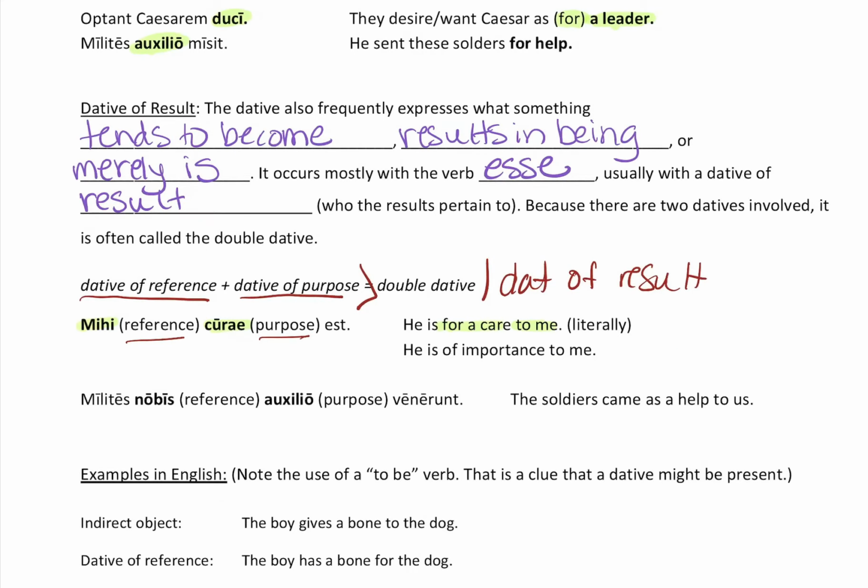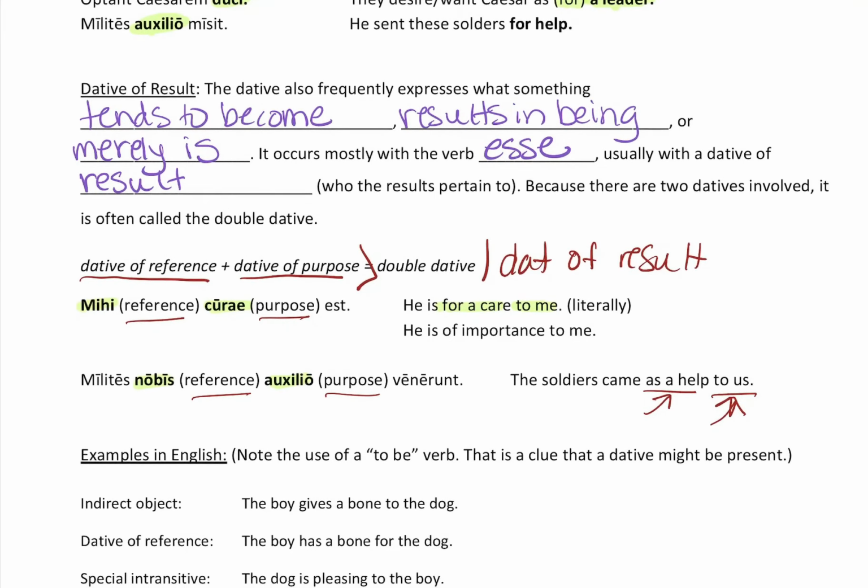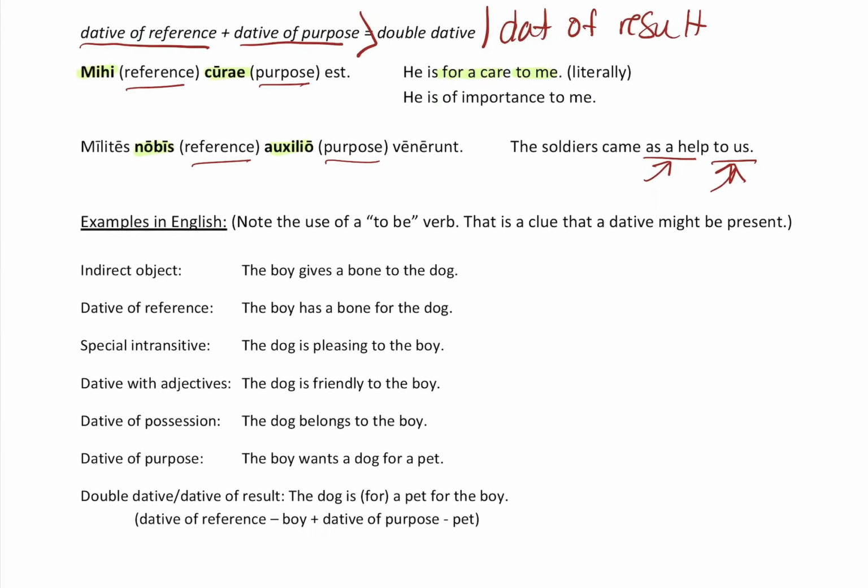All right. Next one. Milites nobis, that's a dative of reference, and auxilio, that is a dative of purpose. The soldiers came as a help to us. So as a help, auxilio, that's the dative of purpose, to us. Who or what was it for? What was it intended for, right? Nobis. Okay. They don't directly get the action, but they're referred to. And they should be interested in the fact that the soldiers came for help. So dative of interest or reference.